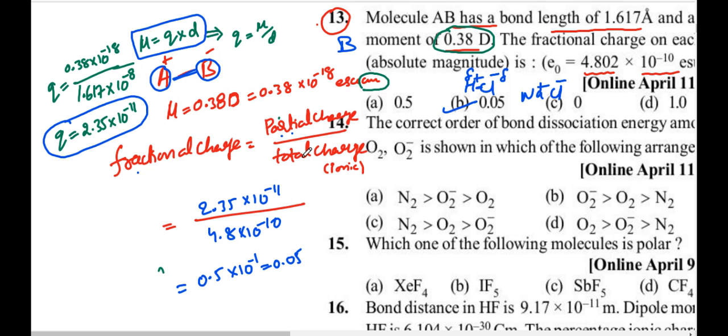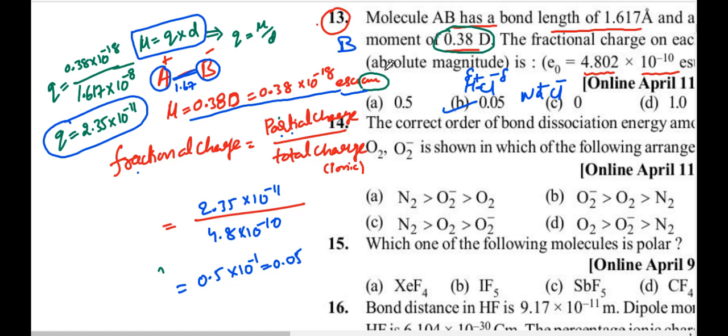What I did, once again I am repeating. The molecule AB has a bond length 1.67 angstroms. See the bond length here, 1.67. Its dipole moment was given as 0.38. Okay, that 0.38 is given. If I take it in ESU, 0.38 into 10 power minus 18 ESU centimeter.